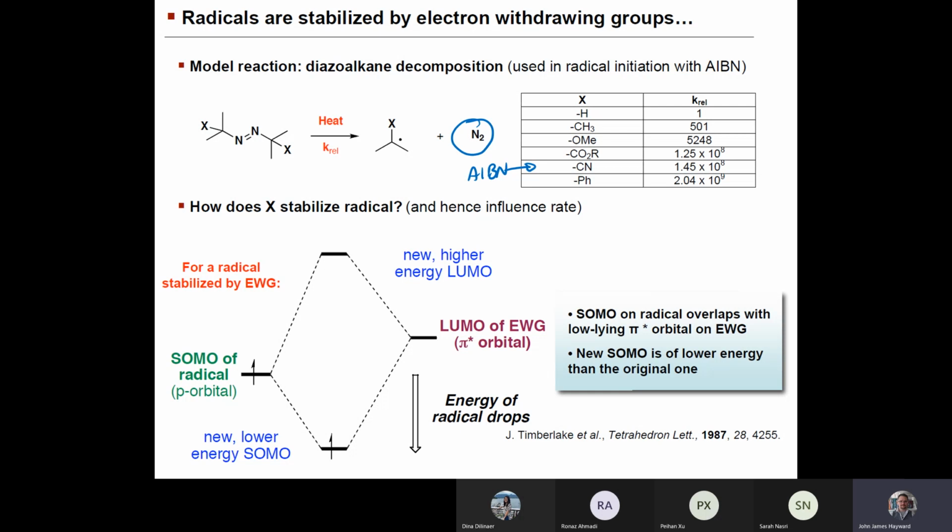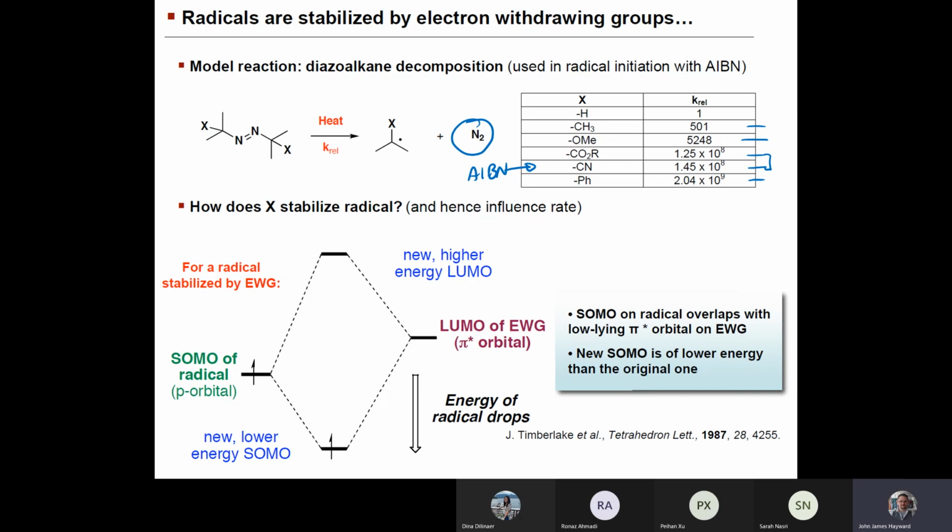And you can see that when X is an electron donating group, like a CH3, then the rate of decomposition goes up by 500 times. If it's a better electron donating group like a methoxy, the rate goes up by 5,000 times. And if you start putting in electron withdrawing groups, wow, the rate of decomposition goes up by 100 million to 1 billion times. And then the phenyl group, astonishingly, is the most reactive of all, which is neither really electron donating nor electron withdrawing. That's very weird. So I wonder why that is.